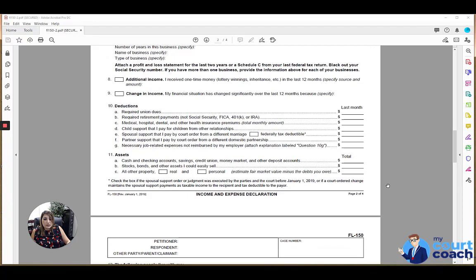In 11, you want to list the total balance in all of your bank accounts that are easily accessible to you. In 11B, you want to list the value of your stocks, bonds, and other assets you can easily sell. And in 11C, you're going to list the total value of all your property, real and personal. If real, mark the box that says real. If it's just personal, mark the box that says personal. This is going to be the net value. So if you have a mortgage on your house, you want to deduct that from the fair market value.